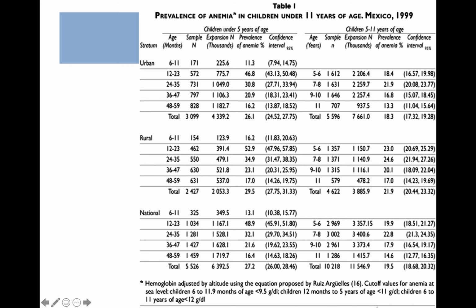And of course, this is an example of prevalence of anemia in children under 11 years of age in Mexico in 1999. And all of this is absolute. How did they measure it? They looked at hemoglobin adjusted to altitude using the equation proposed by Ruiz Arguelles. Anyway, hemoglobin. And of course, this all makes a lot of sense to me because I used to measure hemoglobin, and at different altitudes, the higher you are, the thinner your blood, as strange as that may seem.